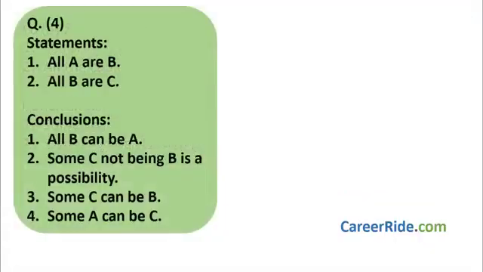Again we check for words like can be, being, possibility. This question has words like can be, possibility. So this is a possibility sum and we have to solve it using Venn diagrams. We have not seen how to solve a sum related to Venn diagrams. So now I'll teach you how to solve possibility sums related to Venn diagrams.